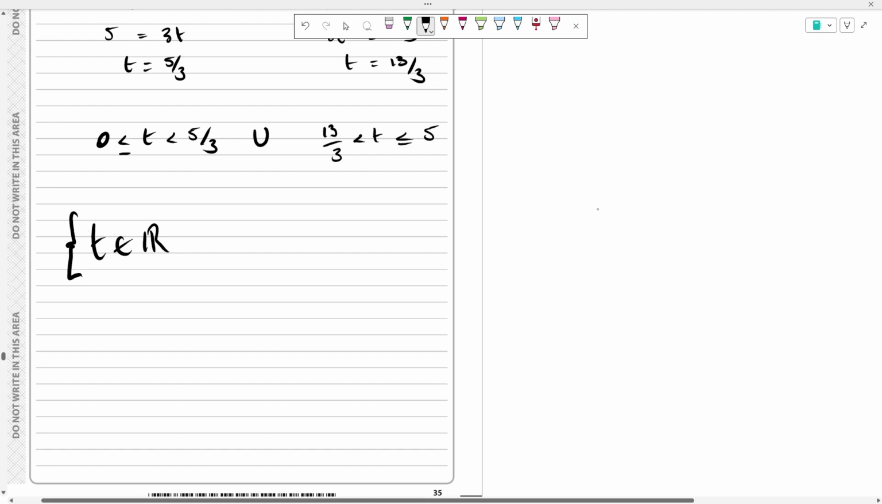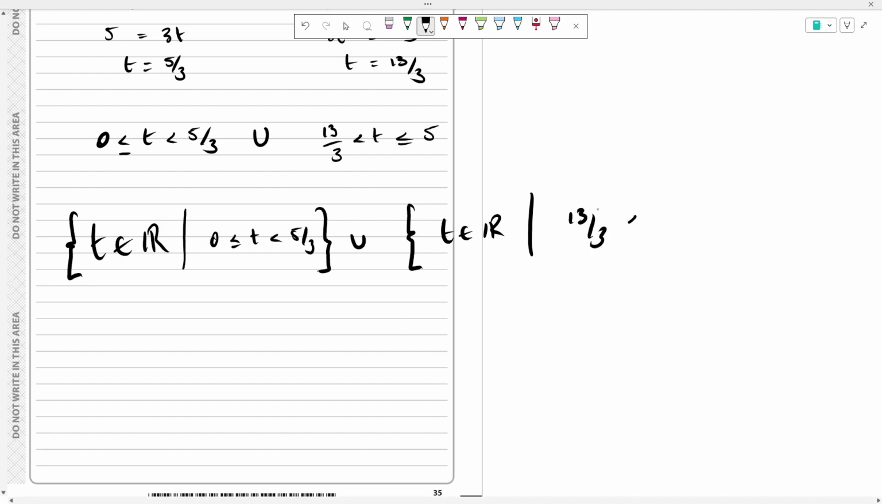There we go. A straight line, 0 is less than t is less than 5 over 3. Okay, or again we do the exact same thing. There we go. t is real. Line 13 over 3 is less than t is less than or equal to 5. Okay, and that is going to be our final answer.